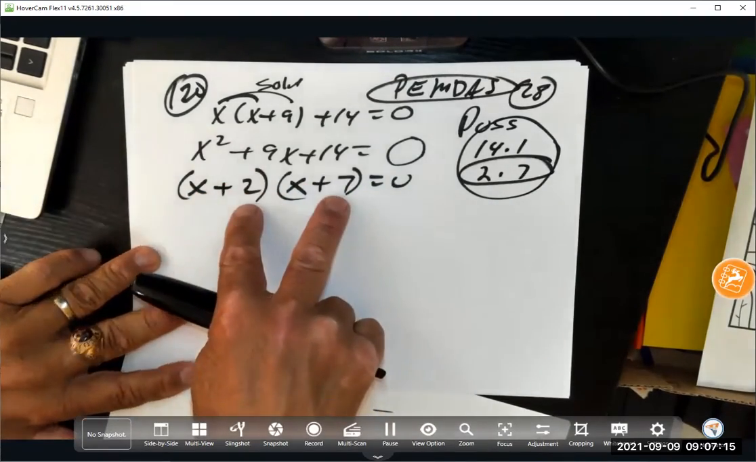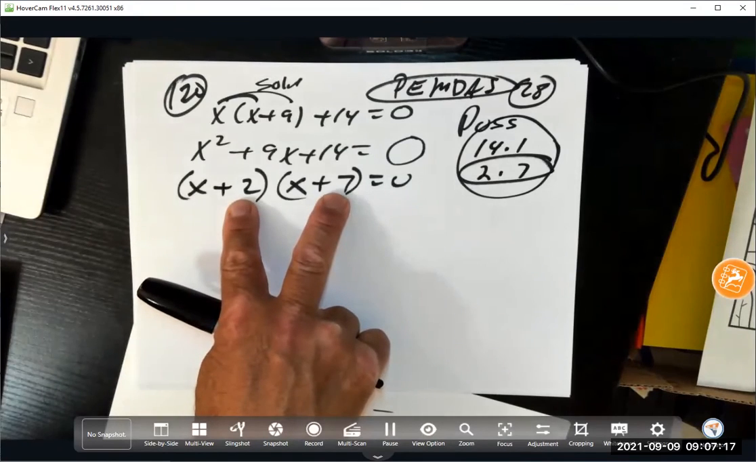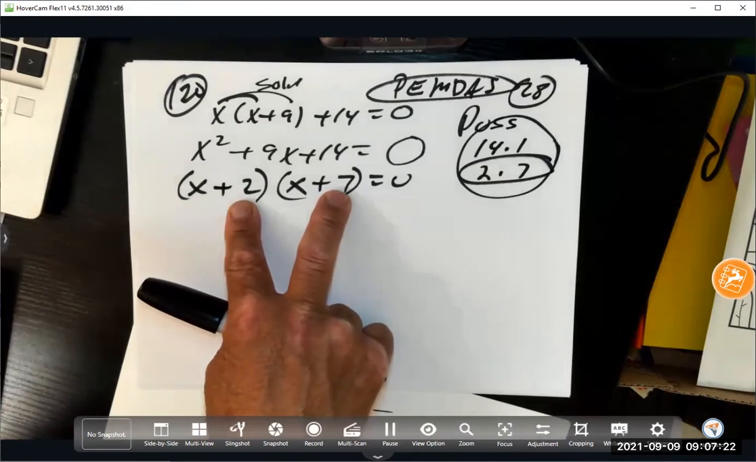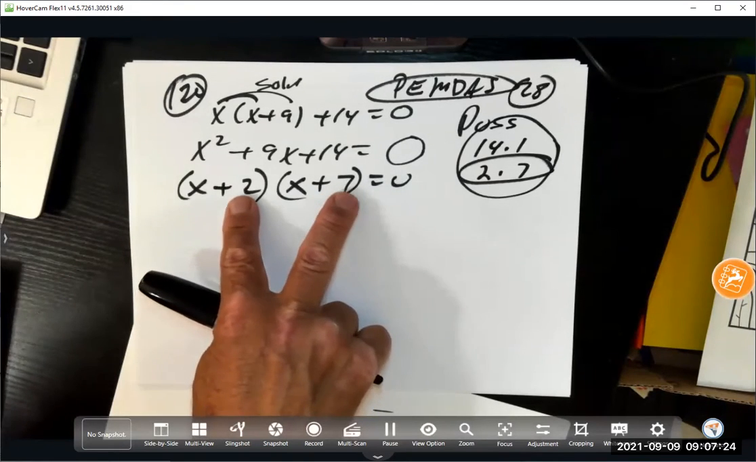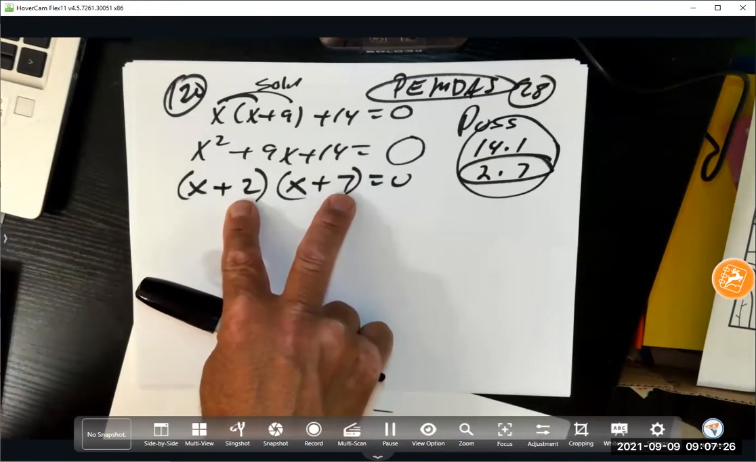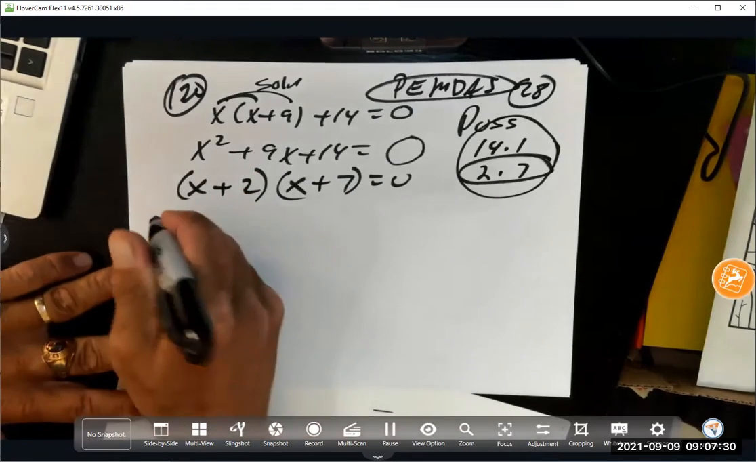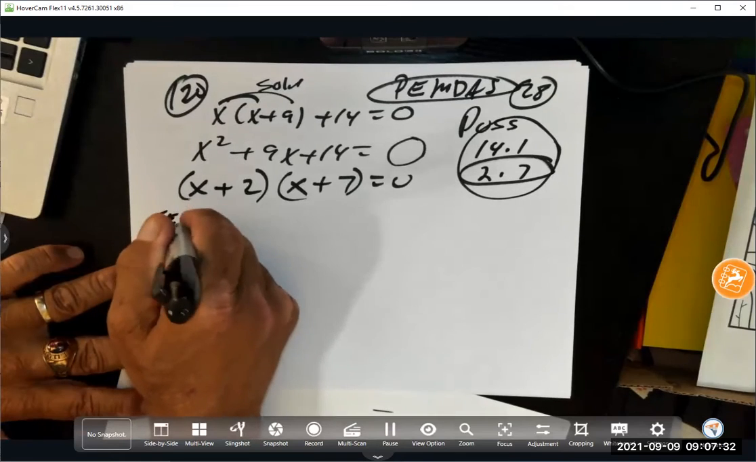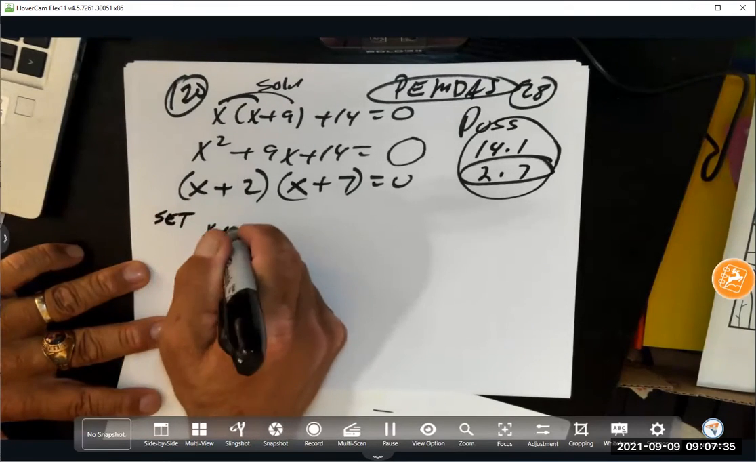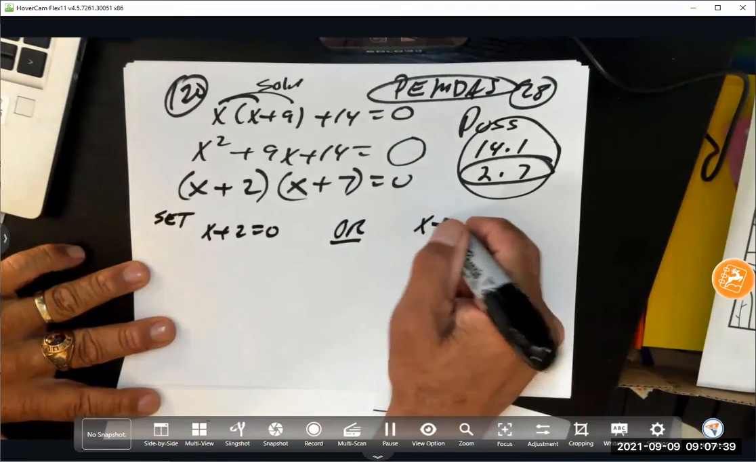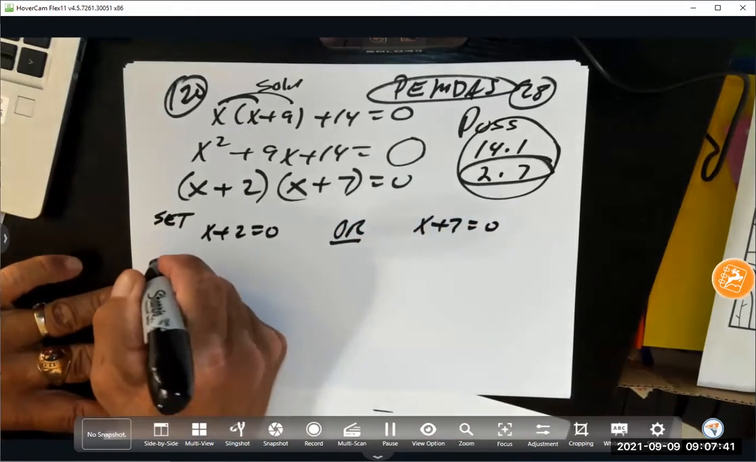Let's check it. Does 2 times 7 give you 14? Is 2 times 7 14? Yes. And 2 added to 7, what's 2 plus 7? It's 9. Is that what you have in the middle? Yes. So it matches, right? So we can set it up and say, you know what? It's ready. So x plus 2 is 0. Or x plus 7 is 0.